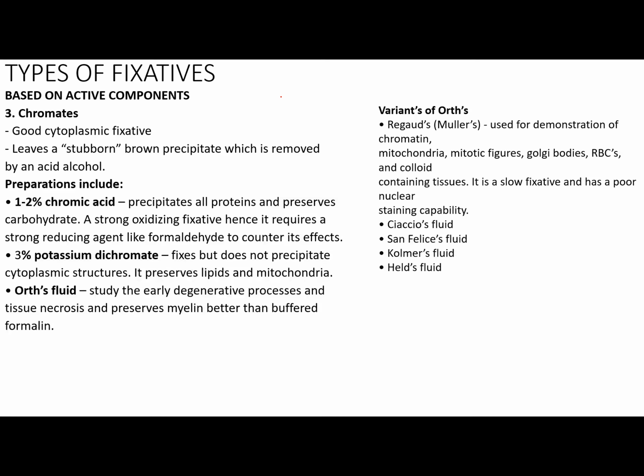Then another metallic fixative class is yung chromate nyo. Now, chromates are good cytoplasmic fixative. Leaves a brown precipitate which is removed by acid alcohol. Now, ang variations ng chromate nyo would include 1 to 2% chromic acid. Now, 1 to 2% chromic acid would precipitate all proteins and would preserve only carbohydrates. This is a strong oxidizing fixative, thus requires a strong reducing agent like formaldehyde to counter its effect.